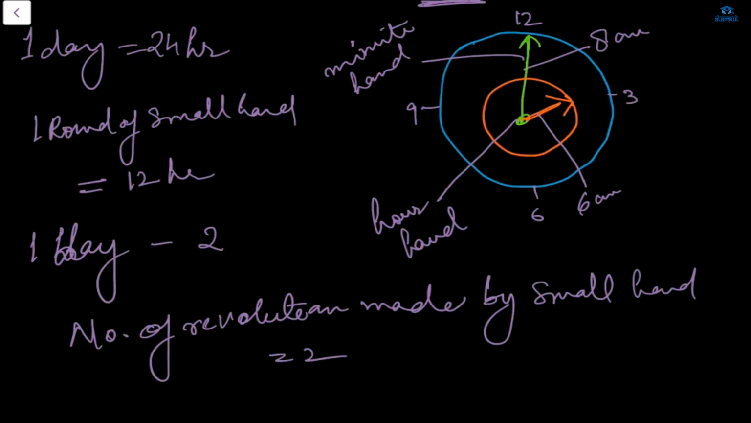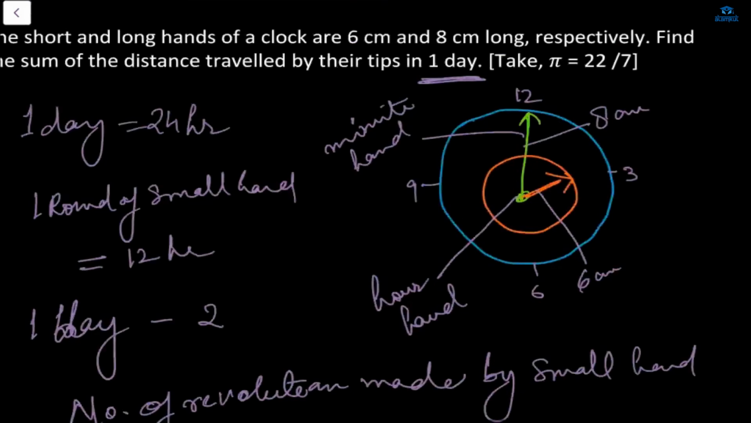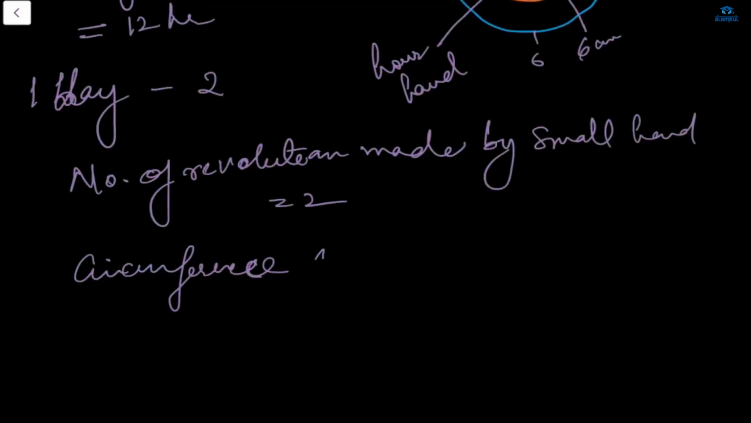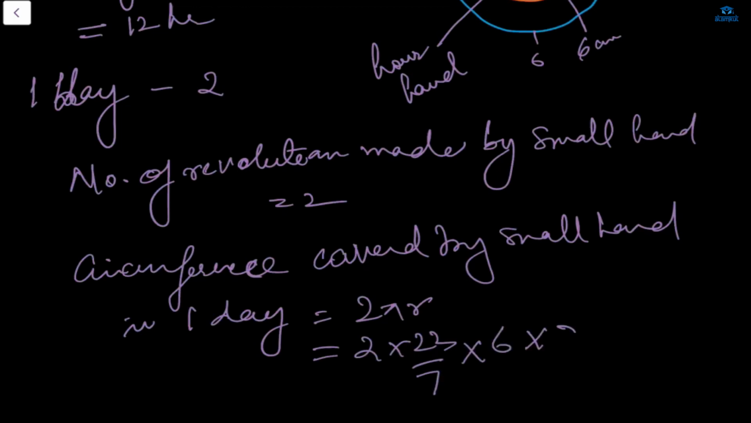So the circumference covered by the small hand in one day is equal to 2 pi r. So 2 into 22 by 7 into r, which is 6, multiplied by 2. Understood why again 2? The 2 is for the number of times.